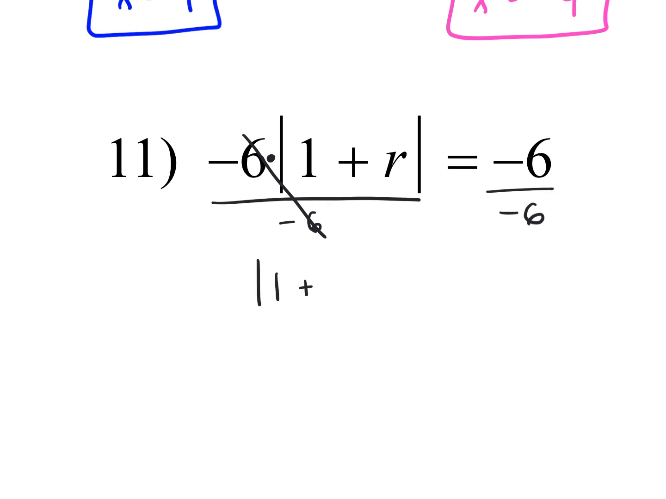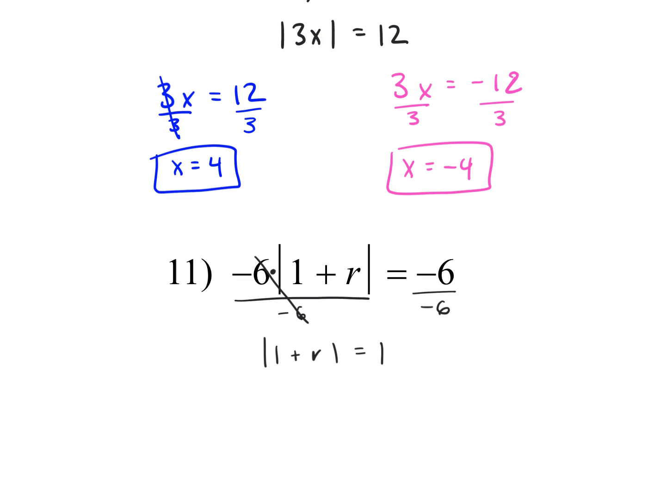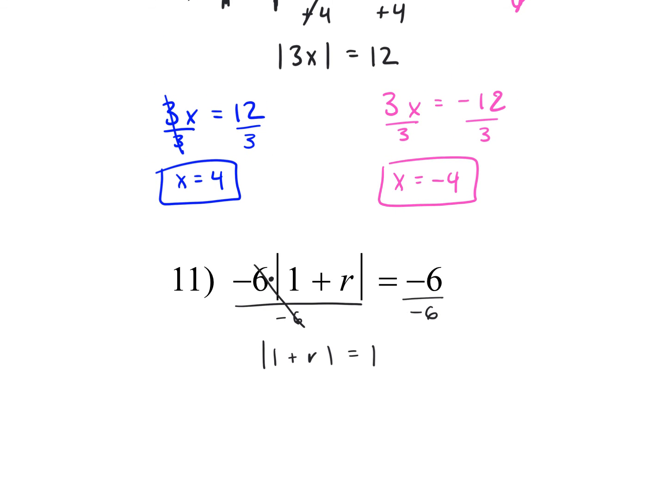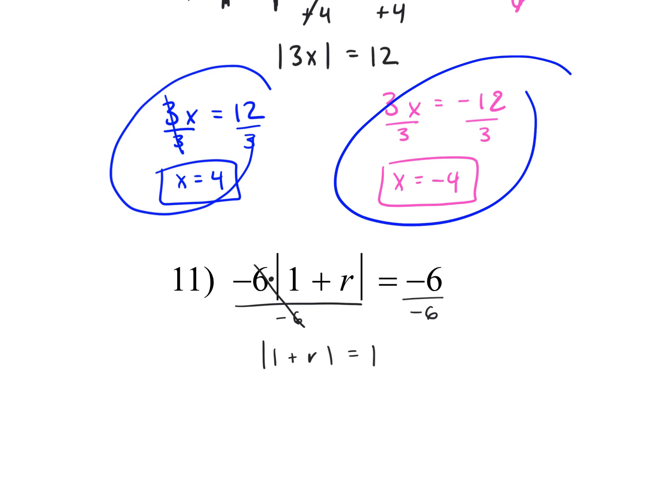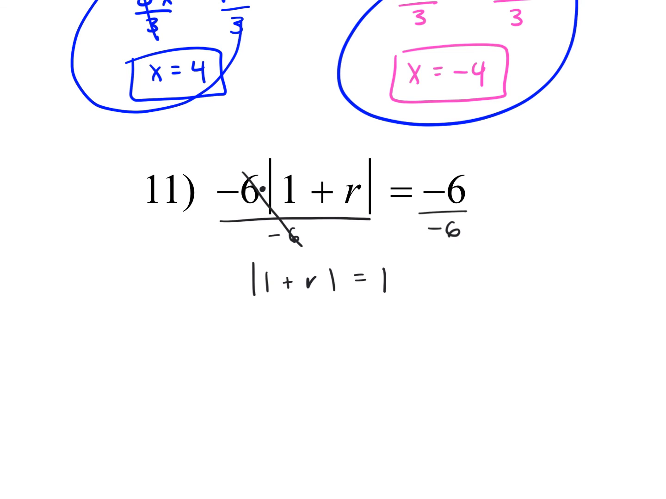So the absolute value of 1 plus r is equal to, what's negative 6 divided by negative 6? 1. Amanda, how do I get rid of the absolute values? What did I do in the last one? What did I do here and here? How did I get that pink equation? You divide. So I split it into two equations. I need the positive version and the negative version.